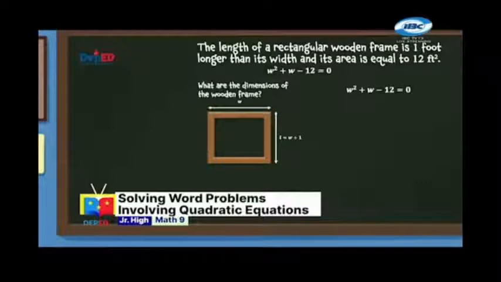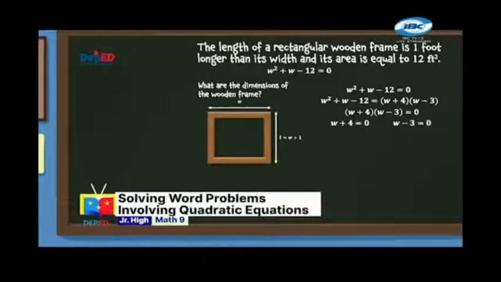The equation can be solved by factoring. W squared plus w minus 12 is equal to the product of two binomials, namely w plus 4 and w minus 3. Hence the equation (w plus 4) times (w minus 3) equals 0. Equating each of these factors to 0, we must get the two values of w, which are negative 4 and 3. However, since w represents the width of the frame in feet, it can't be negative. Thus, w must be 3. The width of the wooden frame is 3 feet.